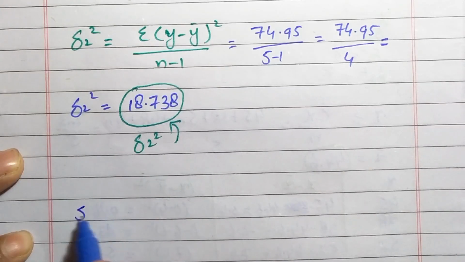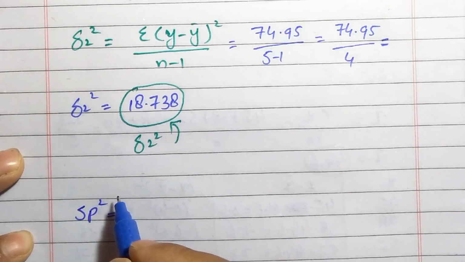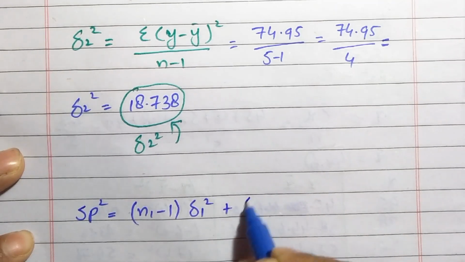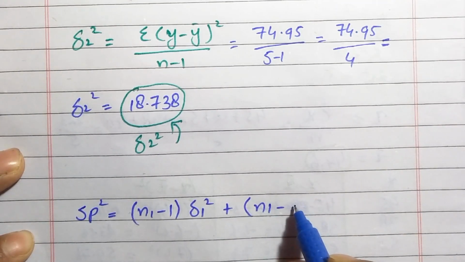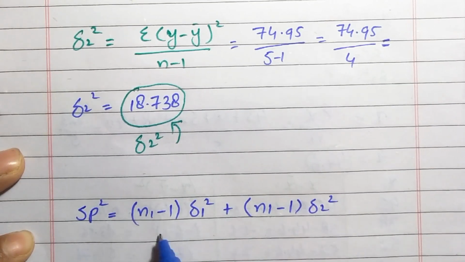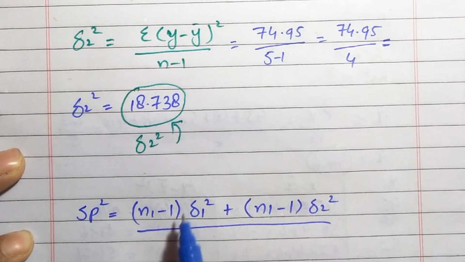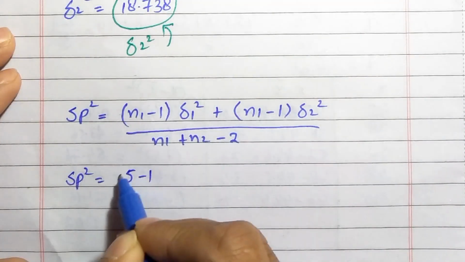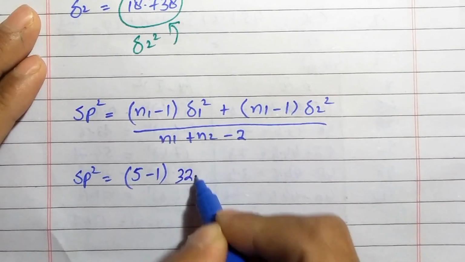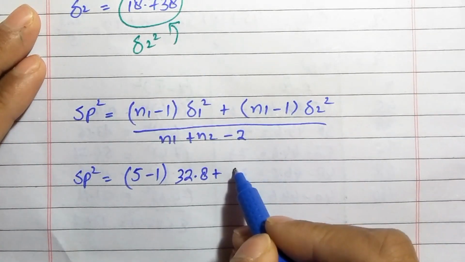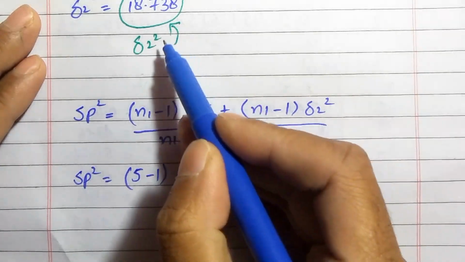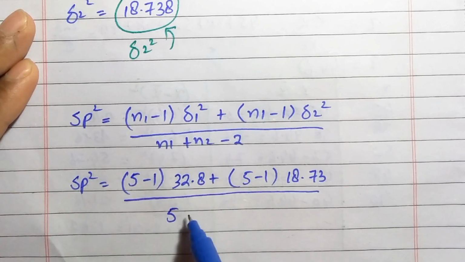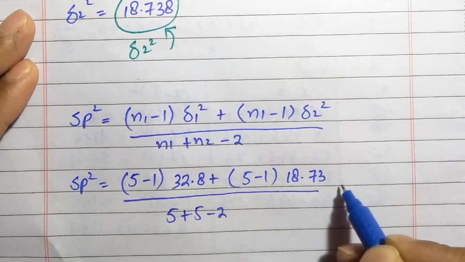Now we are going to calculate the value of Sp. It is represented by the formula Sp square is equal to (n1 minus 1) into sigma 1 square plus (n2 minus 1) into sigma 2 square, divided by n1 plus n2 minus 2. Sp square is equal to (5 minus 1) into 32.8 plus (5 minus 1) into 18.73, divided by 5 plus 5 minus 2.